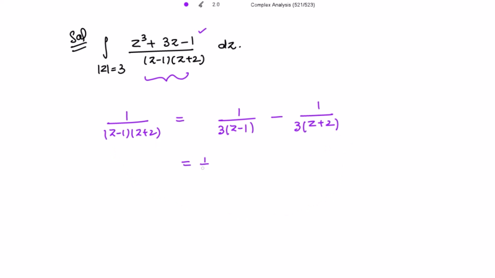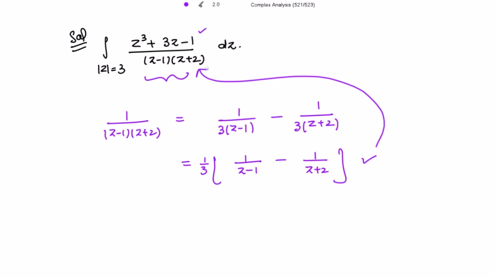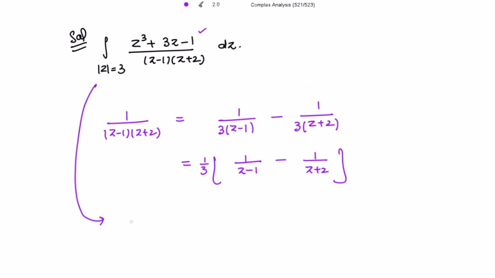Let me take this 1 by 3 outside common and we are getting here 1 divided by z minus 1 minus 1 divided by z plus 2. Let me use this partial fraction in this integrand. So the required integral becomes, okay, this numerator is our f of z. So I'm writing here f of z. We have taken 1 by 3 already common. So this is the integration of f of z divided by z minus 1 dz minus the integration of f of z divided by z plus 2 dz.